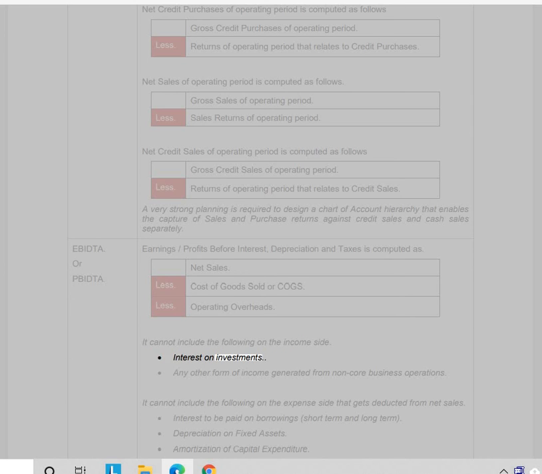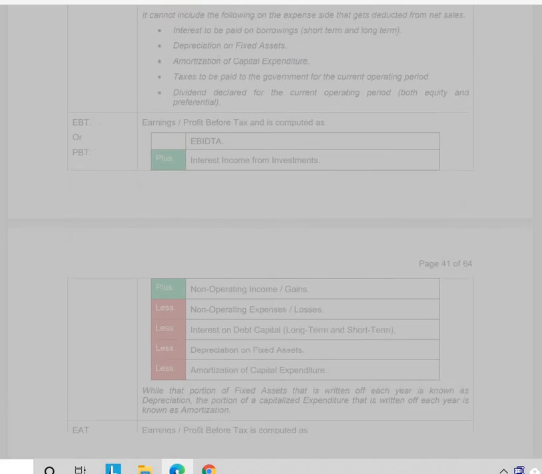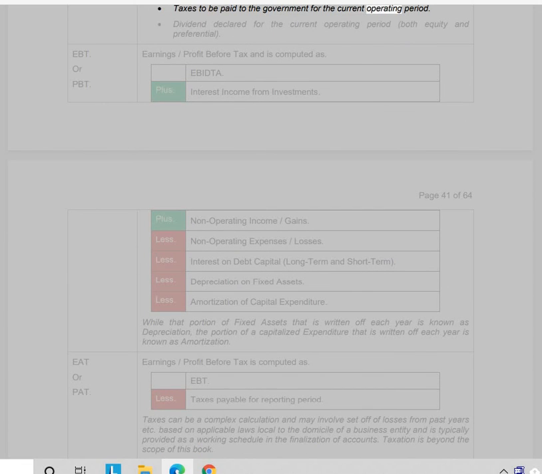Interest on investments. Any other form of income generated from non-core business operations. It cannot include the following on the expense side that gets deducted from net sales. Interest to be paid on borrowings, short-term and long-term. Depreciation on fixed assets. Amortization of capital expenditure. Taxes to be paid to the government for the current operating period. Dividend declared for the current operating period, both equity and preferential.